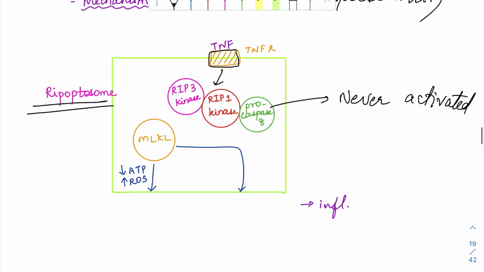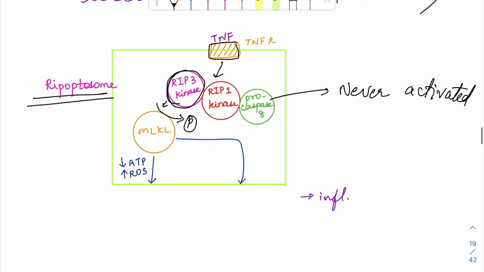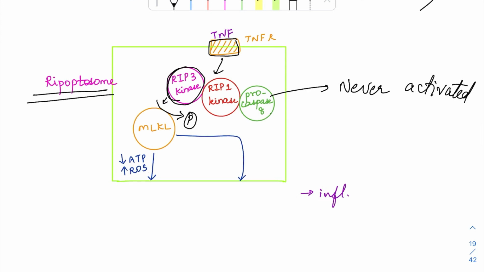And this complex, especially this RIP3 kinase, is going to cause the phosphorylation of the MLKL protein. So this MLKL protein will be phosphorylated by this RIP3 kinase. And this MLKL protein will then cause the membrane damage. It will get relocated to the membrane and cause membrane damage. So when membrane damage is there, it is going to be associated with inflammation. And also this MLKL will cause a reduction in ATP and an increase in reactive oxygen species. So this all will finally lead to cellular swelling.